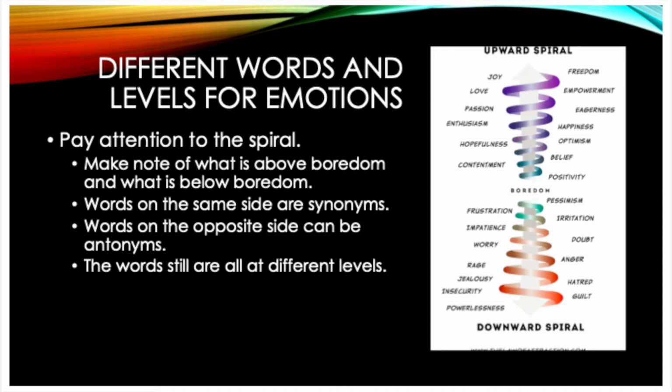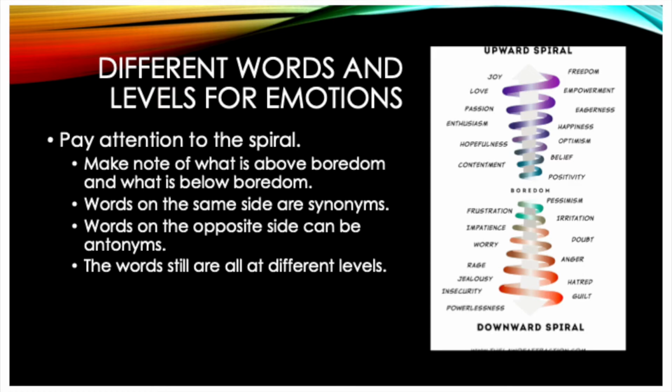So words on the same side are synonyms. The words that are on the purple side are synonyms to one another. So freedom and love and joy and enthusiasm could all be synonyms. And the words on the red side, they're all synonyms to one another. So anger, hatred, jealousy, rage, they could all be synonyms to one another. But the words on the opposite sides could be antonyms or opposites. So freedom and hatred are opposites, they're antonyms to one another.